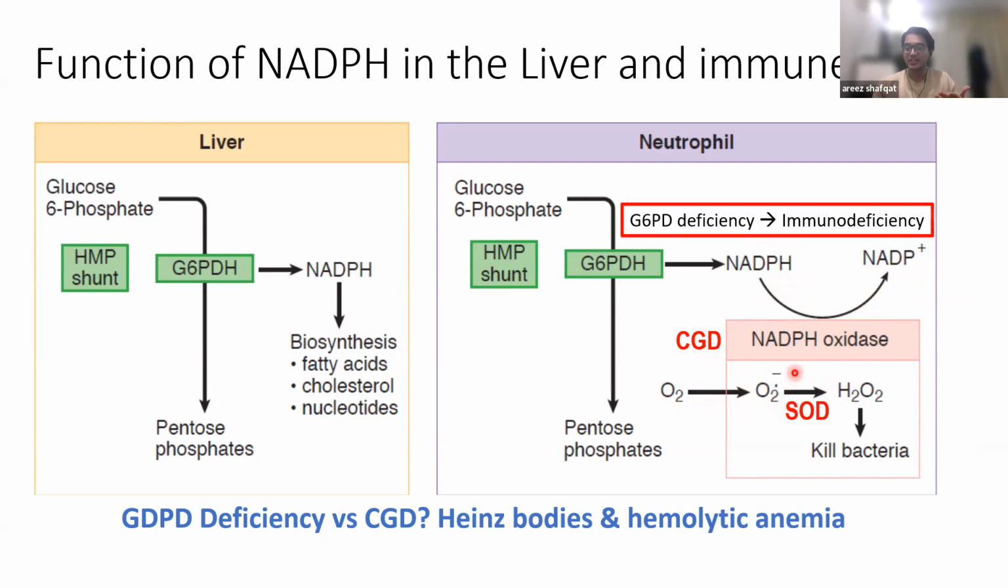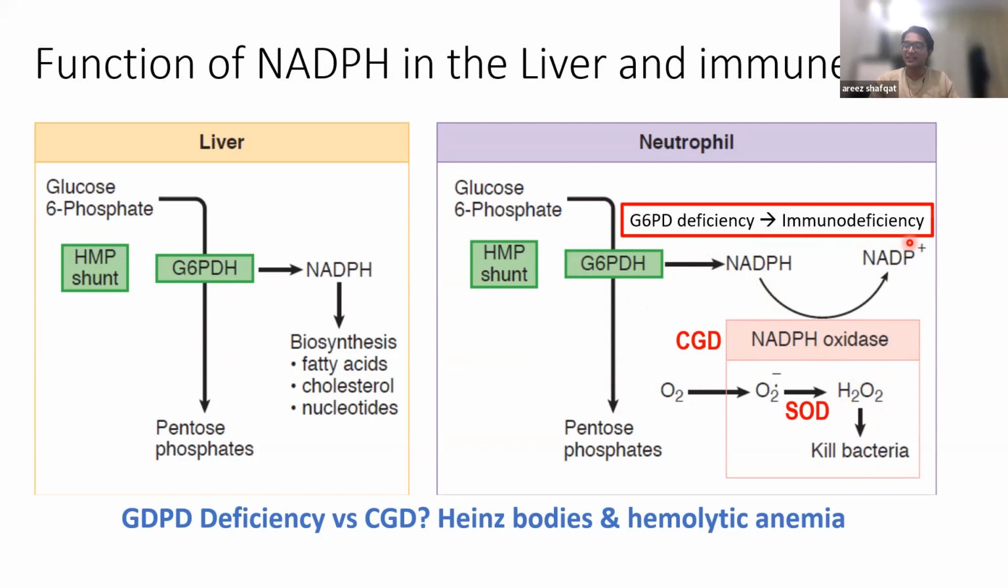This superoxide runs into an enzyme called superoxide dismutase, or SOD. This produces hydrogen peroxide or bleach. So the bleach you see in your house, that's hydrogen peroxide. This hydrogen peroxide is used to kill bacteria. All right. Now, it should make sense to you now that people who are G6PD deficient, who are deficient in the enzyme, they are immunodeficient, and so they're at an increased risk of developing infections.